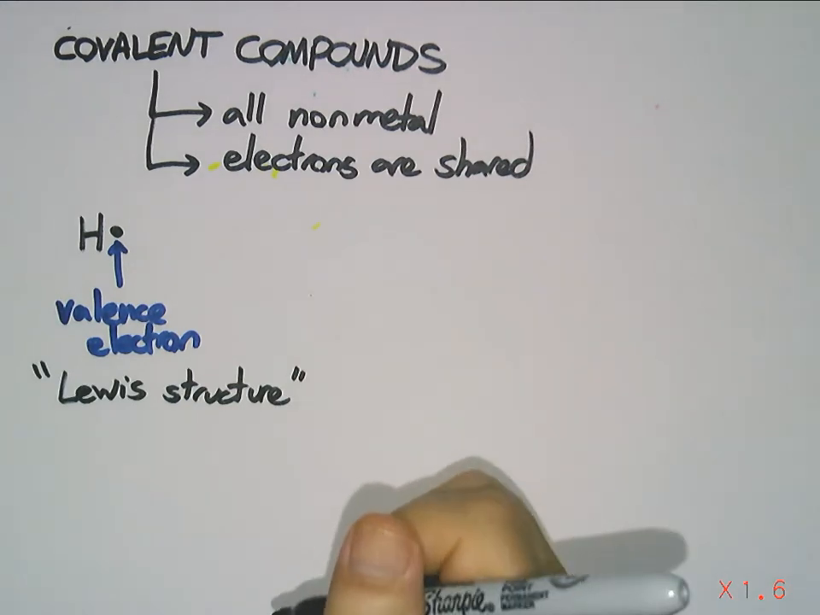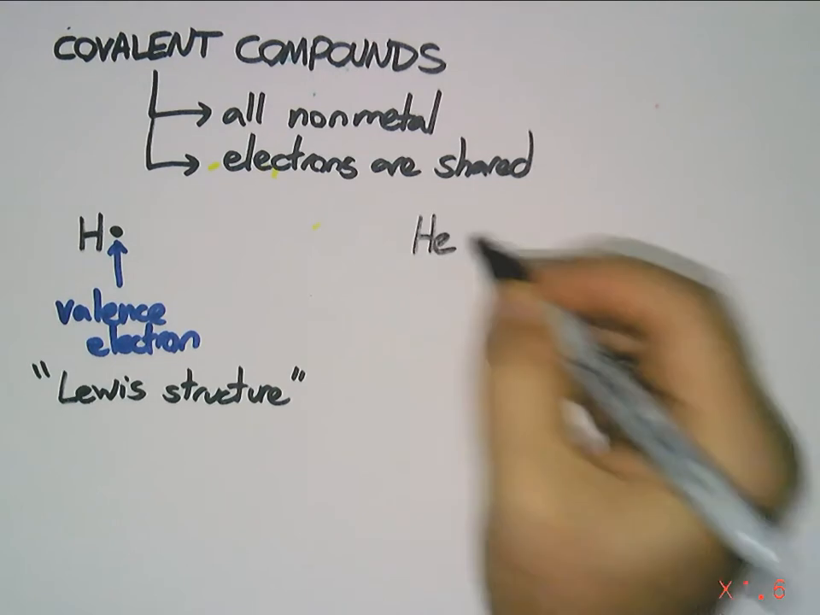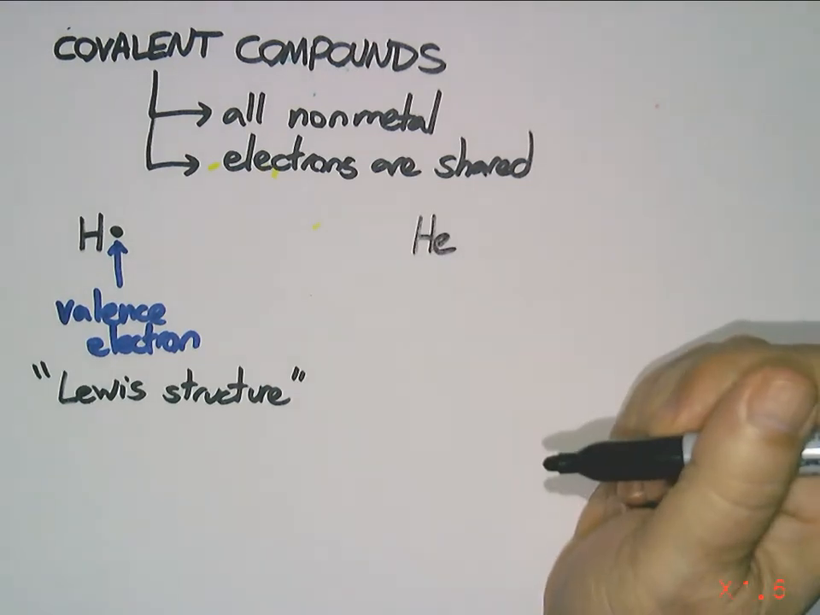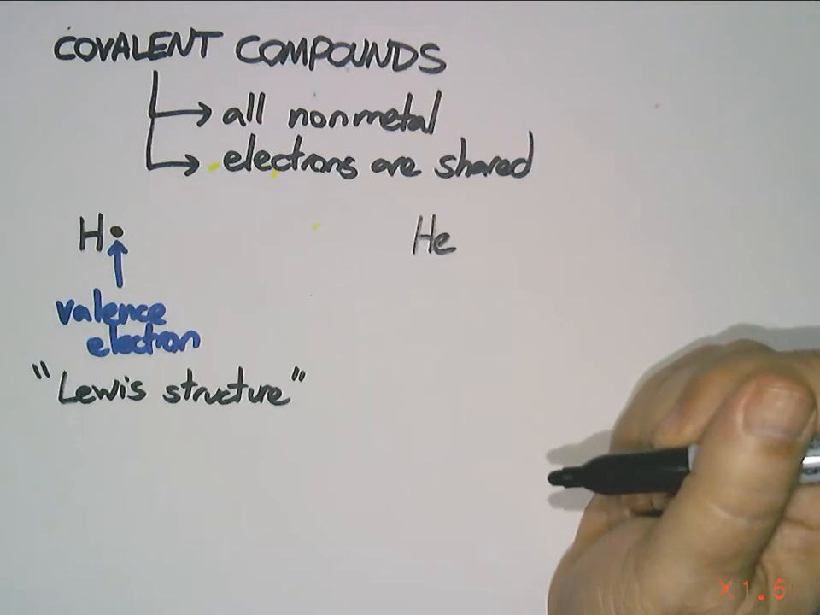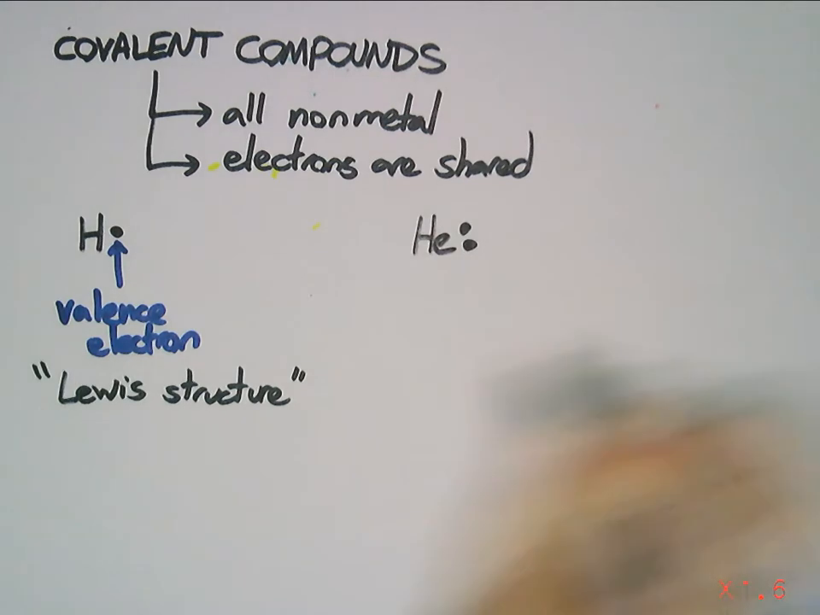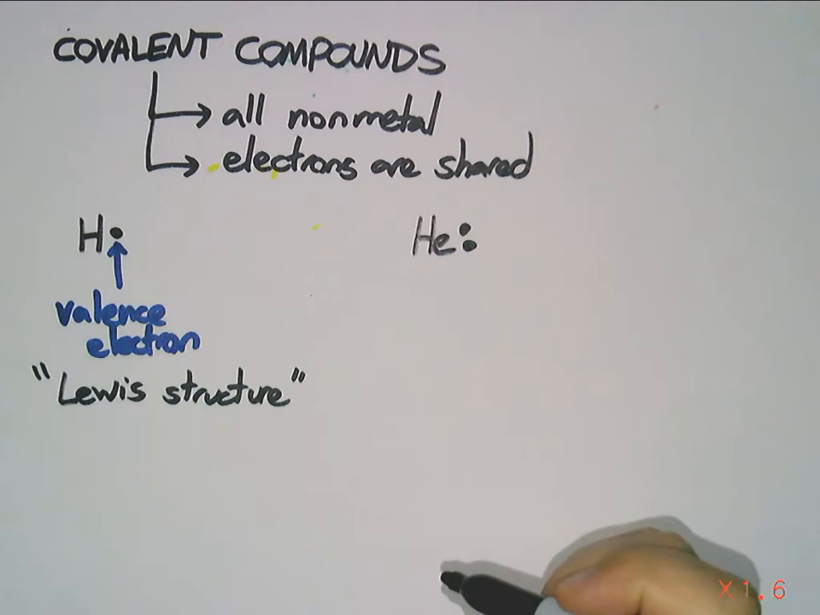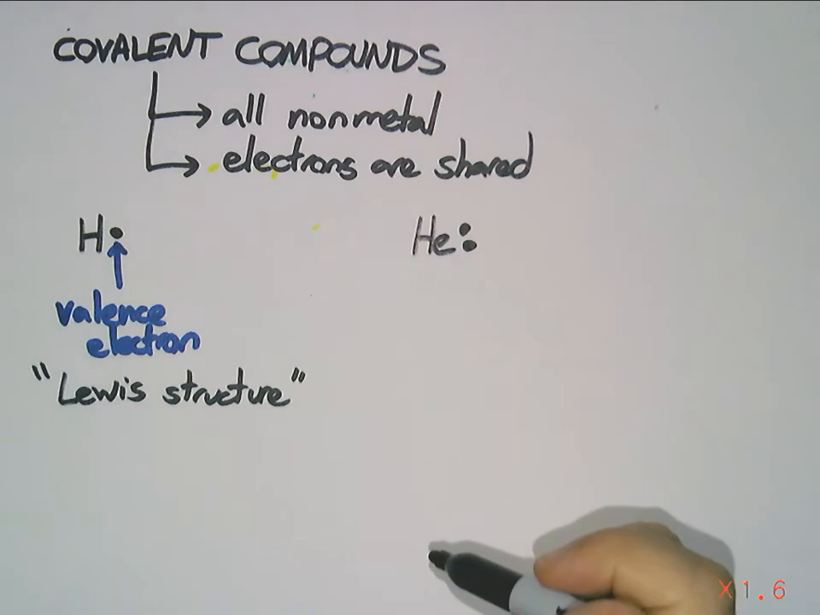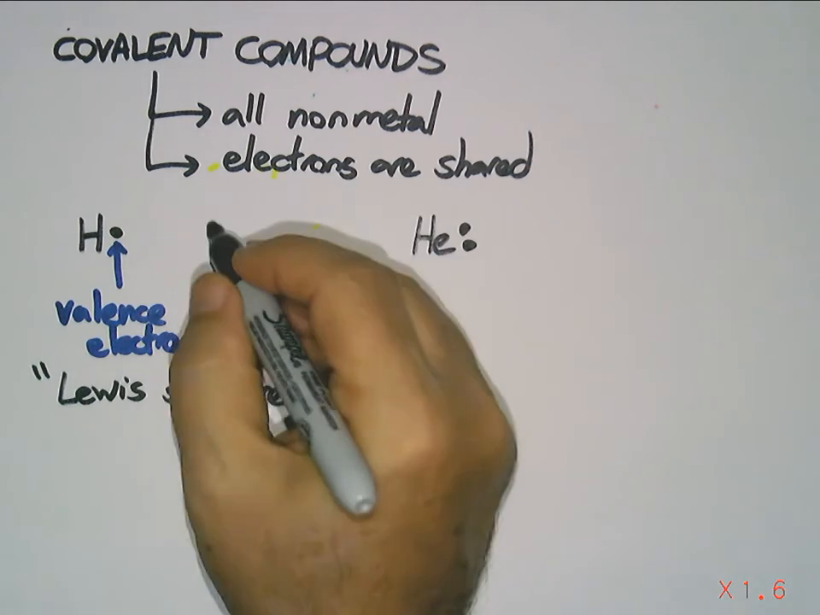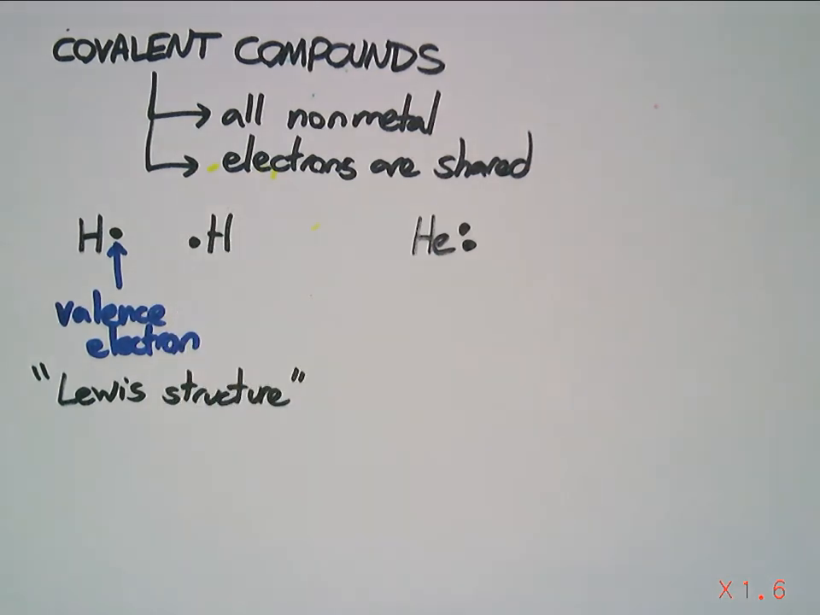Now what does hydrogen want to be like? It wants to be like the nearest noble gas, which is helium. How many valence electrons does helium have? It's 1s2. So it's got 2 dots. So hydrogen with 1 dot wants to be like helium with 2 dots. Where is it going to get the other dot? It can rip it off of something else, or if another hydrogen comes along, they can share.